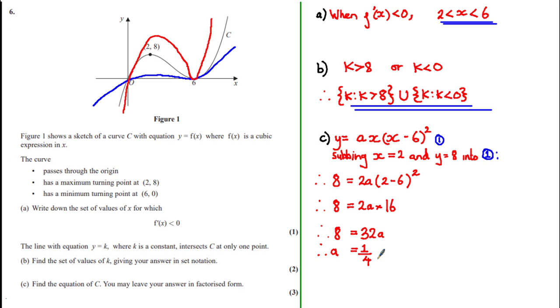And so now we've found our value for a, we can simply sub it back into equation 1 and produce the following equation for f of x, which is equal to a quarter x times x minus 6 all squared. And we can leave the answer in factorized form.